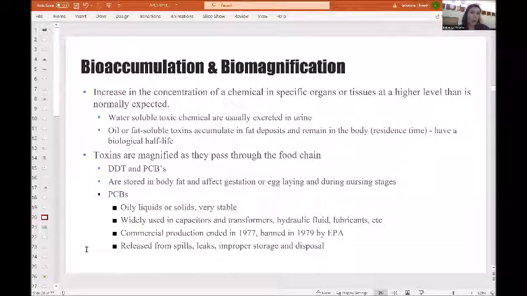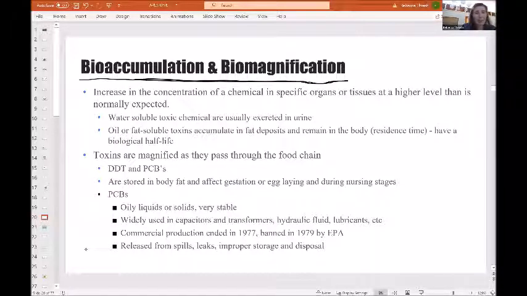So the other thing that you've got to remember about chemicals and their persistence and whether or not they can cause harm are two favorite little words that are easily confused, which are bioaccumulation and biomagnification. Bioaccumulation is just where you have an increasing concentration of a particular chemical that is going to be sequestered in organs and tissues higher than it should be.